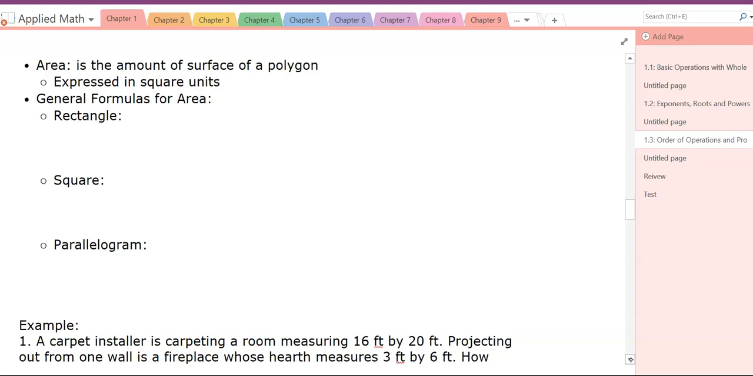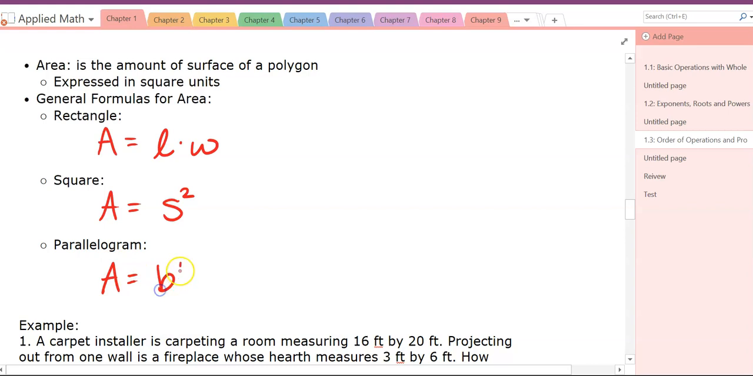So some general formulas for area. For a rectangle, area is equal to length times width. Square, area is going to be side squared. And for a parallelogram, you're going to take the base times the height.